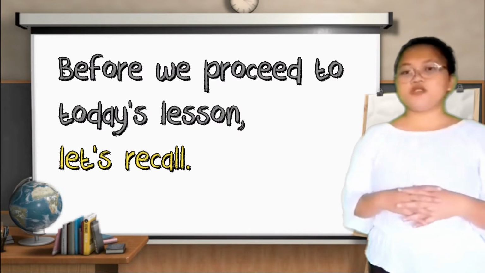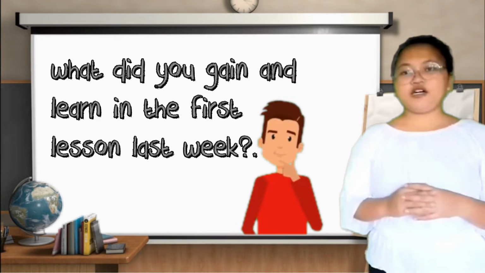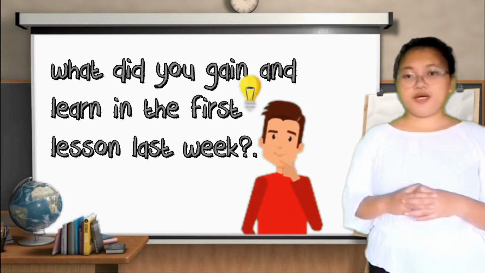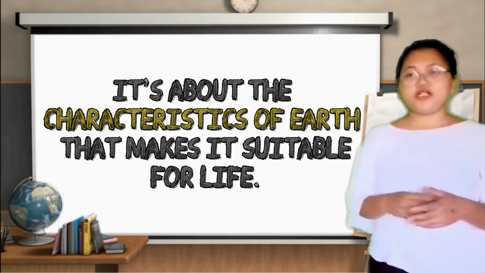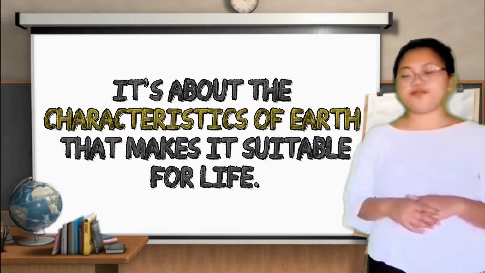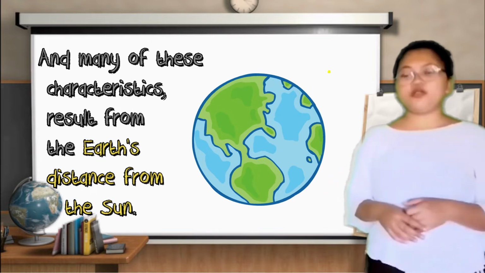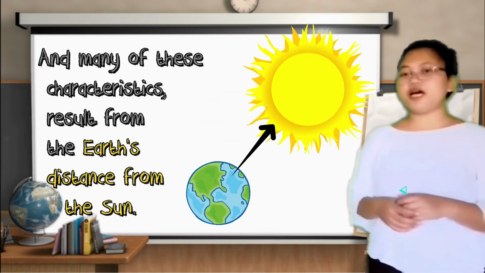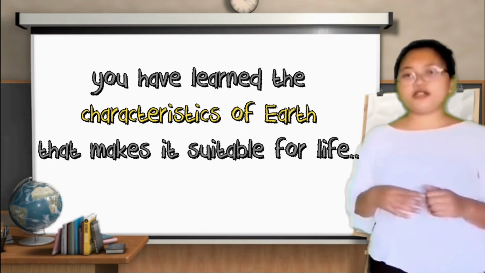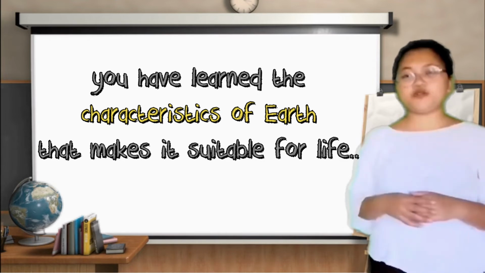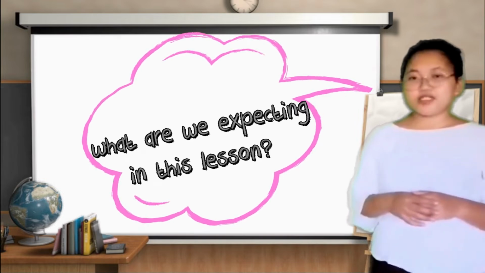Before we proceed to today's lesson, let's recall. What did you gain and learn in the first lesson last week? Yes, it's about the characteristics of Earth that makes it suitable for life. And many of these characteristics result from the Earth's distance from the Sun. In Lesson 1, you have learned the characteristics of Earth that makes it suitable for life. And now, what are we expecting in this lesson?